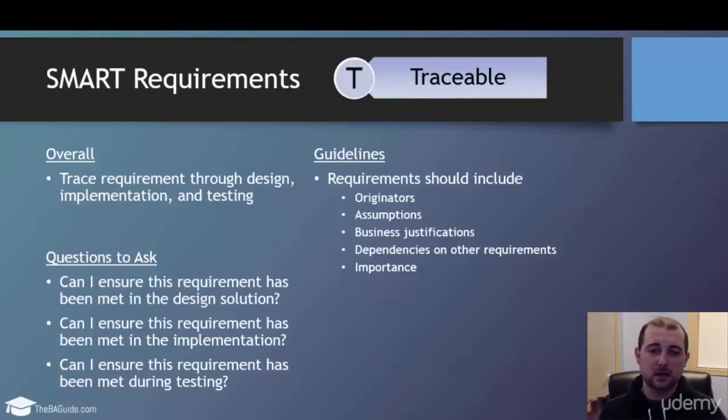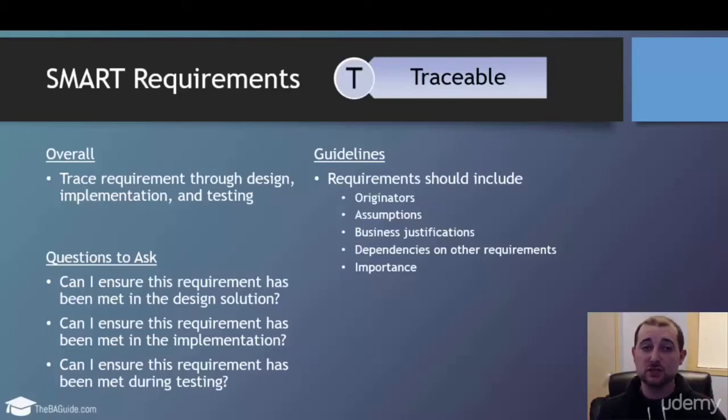So some guidelines. You want requirements to have originators, some assumptions, business justifications, dependencies on other requirements, and importance. What this is saying is, within the requirement, you want to know what requirement this is based off of. Is there another requirement that is the main piece, and this is just a sub requirement? So there's an originator requirement. Is there an assumption being made on this requirement on maybe how it's going to be designed or how it'll work in the end, or other assumptions about it?